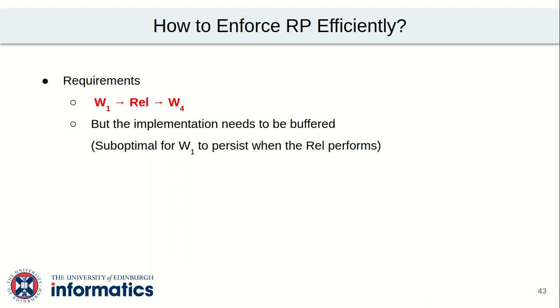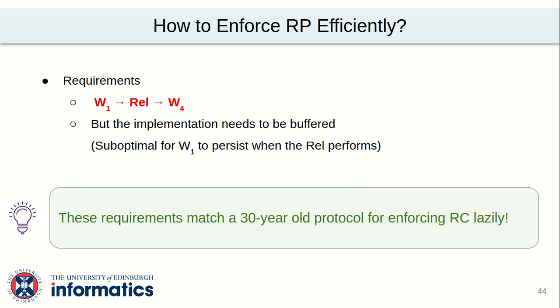In order to reap the performance benefits of release persistency, it must be efficiently implemented at the microarchitectural level. The challenge, though, is to enforce W1 to release to W4 order in a buffered manner. While it is tempting to block the release until all of the writes before it persist, that turns out to be suboptimal, as we will show later. The key observation here is that these requirements match those provided by a 30-year-old distributed shared memory protocol for enforcing release consistency lazily.